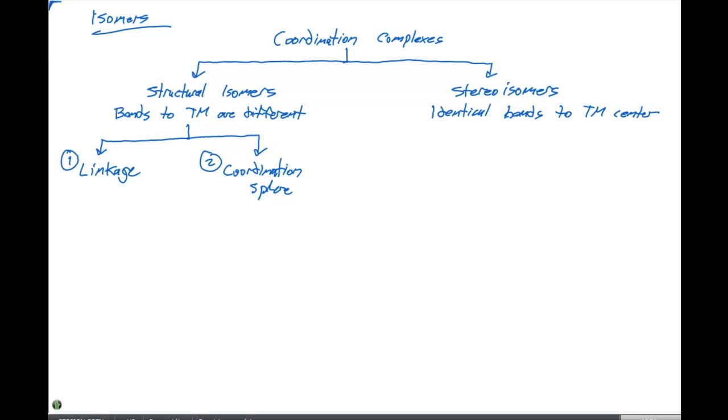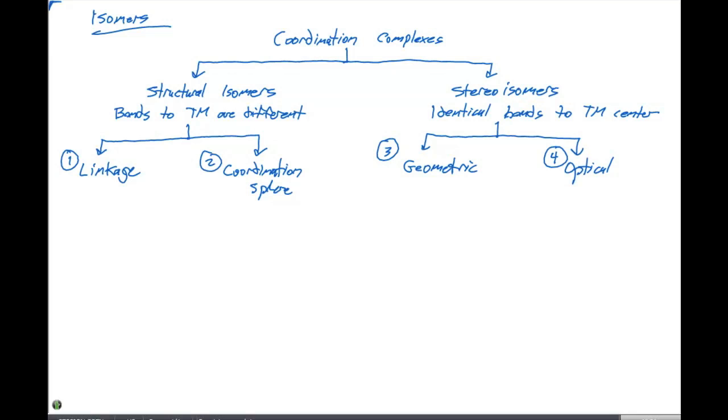We can also look at the different stereoisomers, which have identical bonds to the transition metal center, and we can put them into two other categories. The first is geometric, and the second is optical. So this would be group 3 and group 4.